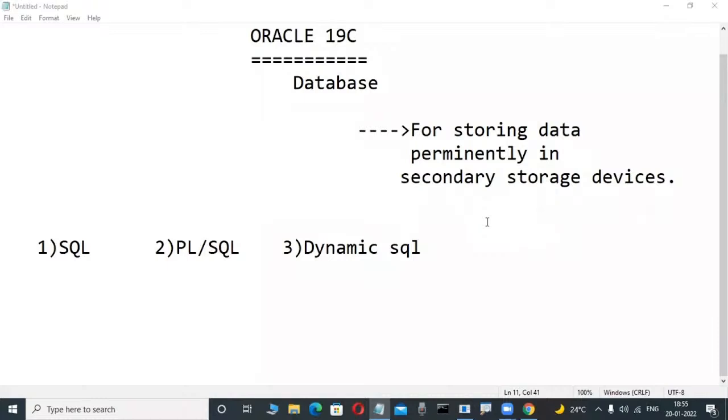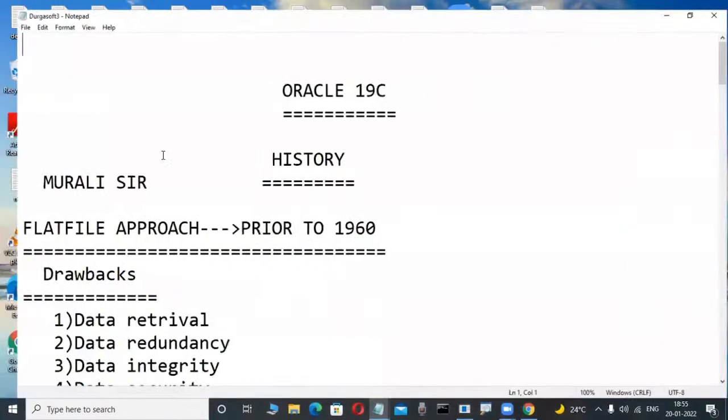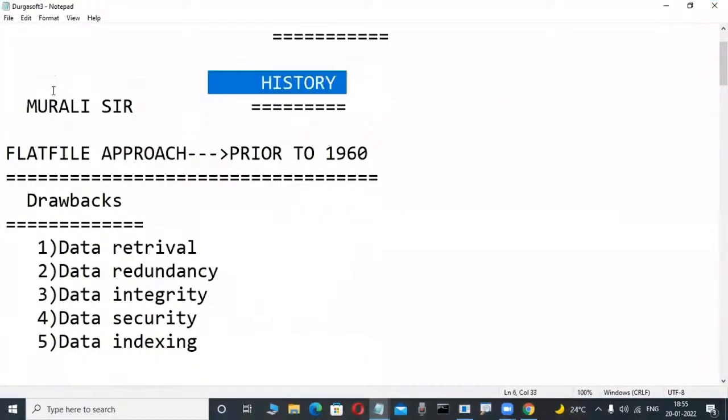In this course, we are covering SQL, PLSQL, and dynamic SQL. Along with this, one of these days we will also tell the history. Not a Murali Sir history, but the history of databases.